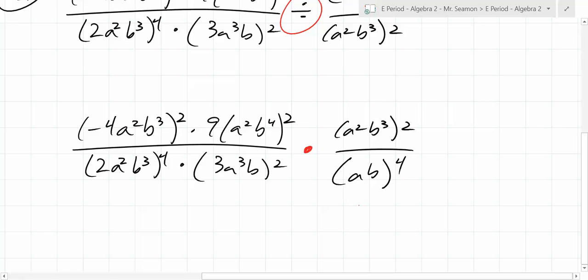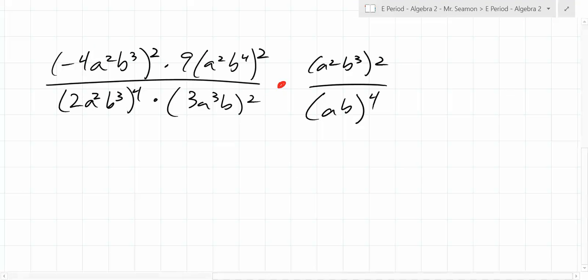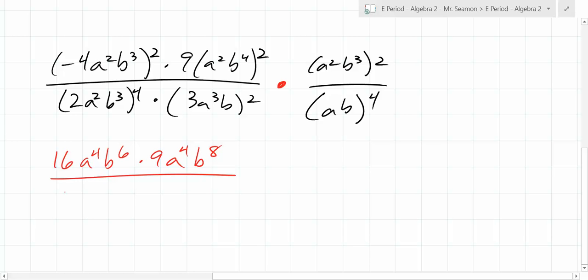Again, you can do all those other things. Now, what should you do? Start distributing all those powers. What's negative 4 squared? So just make it 16. Negative 4 times negative 4 is 16, times 9, times a to the 4th, b to the 8th, all over 2 to the 4th, which is 16. Then a to the 4th, b to the 12th, times 9, because it's 3 squared, a to the 6th, b squared.